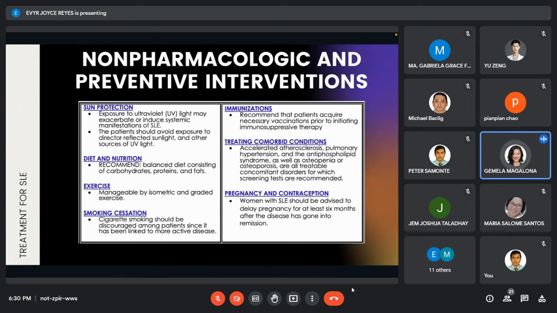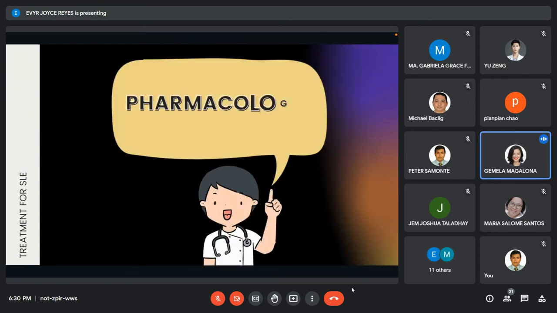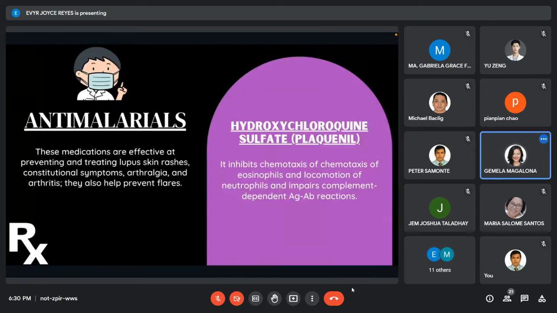And for the pregnancy and contraception, women with SLE should be advised to delay pregnancy for at least 6 months after the disease has gone into remission, as SLE can increase the risk of miscarriage and worsening of the disease. The pharmacologic treatments for SLE are the following.